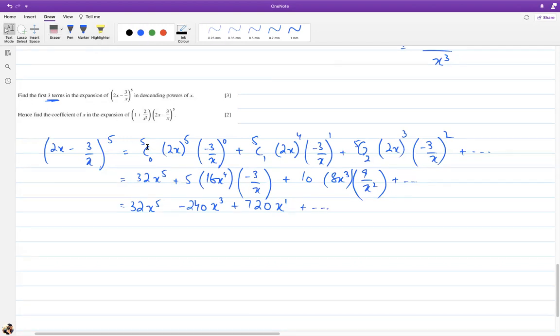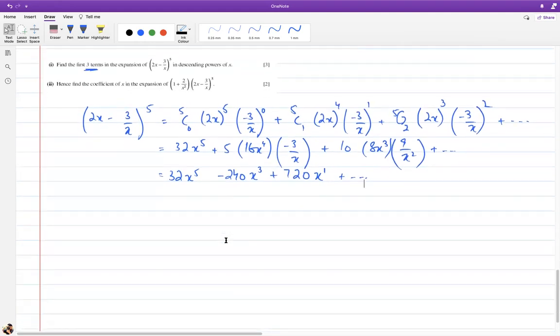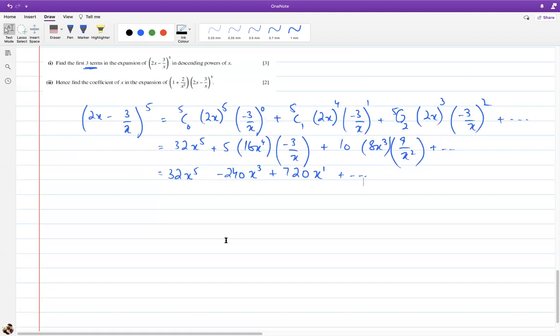Sir, isn't 5C0 1? 5C0 is 1, but 2 power 5 is 32. That is why I wrote that. Okay, notice it here? Yes, yes, 2 power 5.